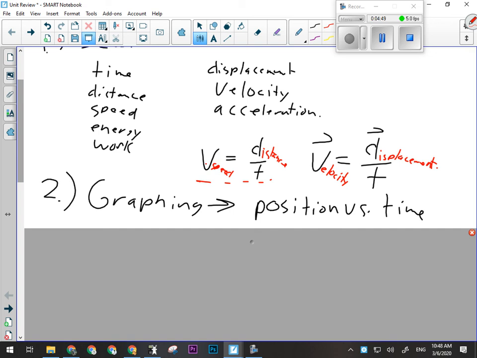Okay? What kind of things have I asked you to do with position versus time graphs? Calculate displacement and distance. And what else? Velocity. And speed.